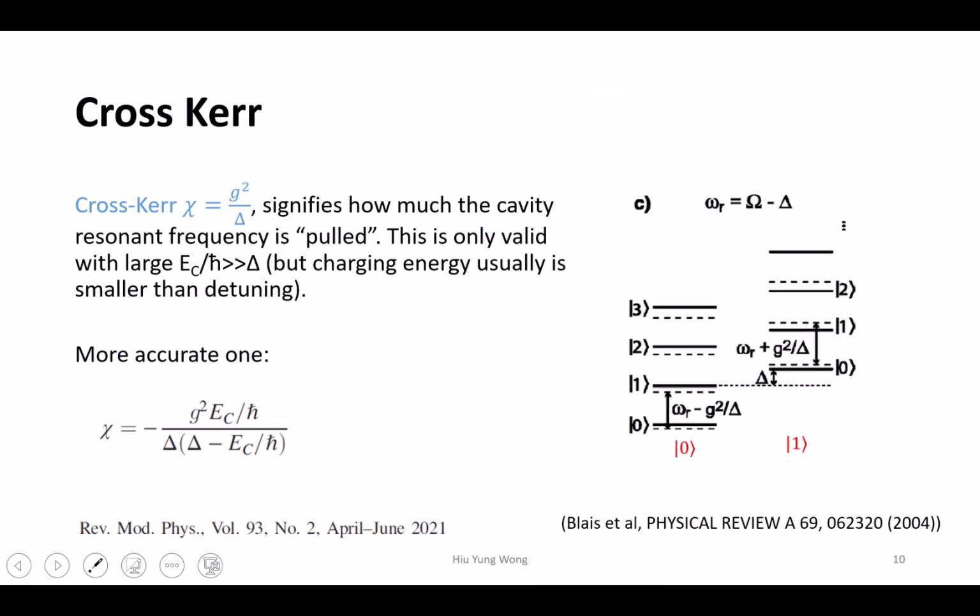If your qubit is 0, it will absorb maybe at lower frequency. If your qubit is 1, it absorbs at higher frequency, and then I can distinguish. So this is the crosscut, which is very important. We say how much the cavity resonant frequency, the capital omega, is pulled by it due to the coupling. So that's all I want to say for this part, okay?